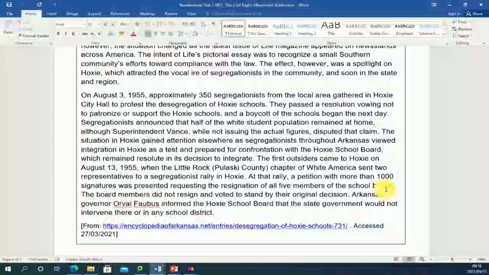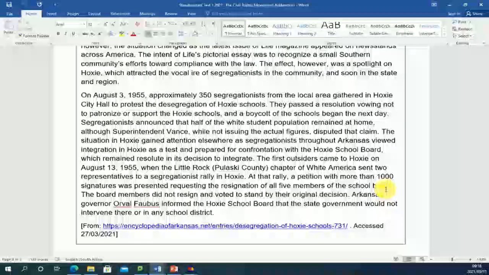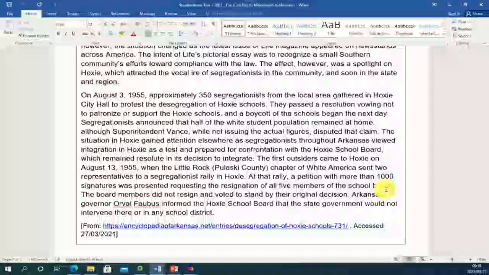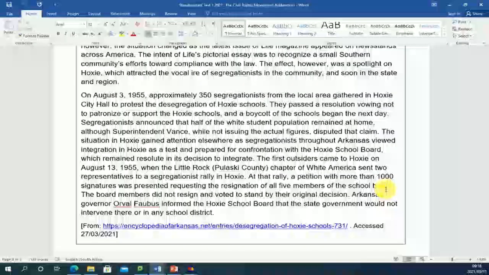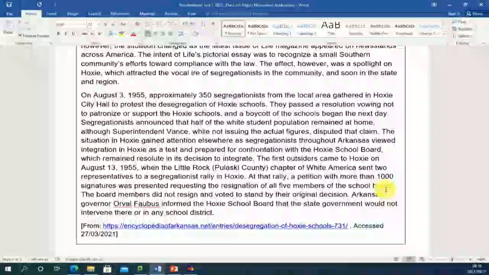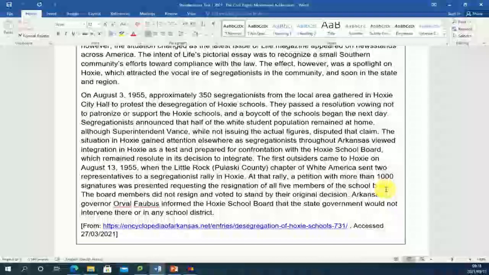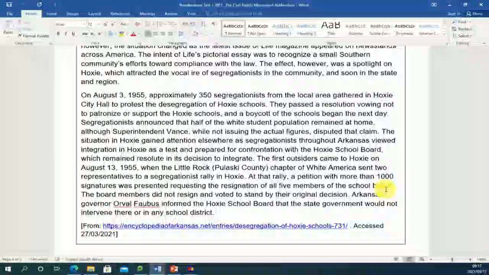Segregationists announced that half of the white student population remained at home. Although Superintendent Vance, while not issuing the actual figures, disputed the claim, the situation in Hoxie gained attention elsewhere as segregationists throughout Arkansas viewed integration in Hoxie as a test and prepared for confrontation with the Hoxie School Board, which remains resolute in its decision to integrate.